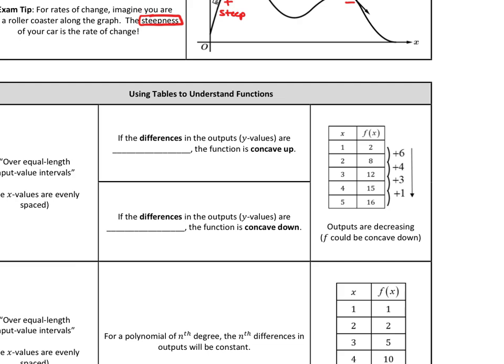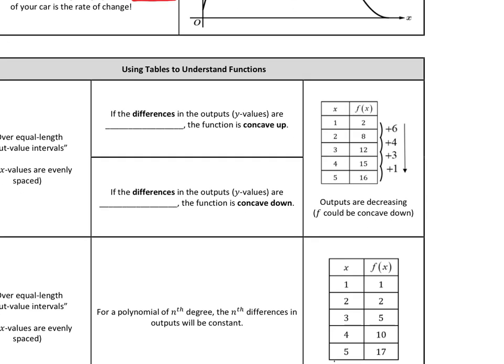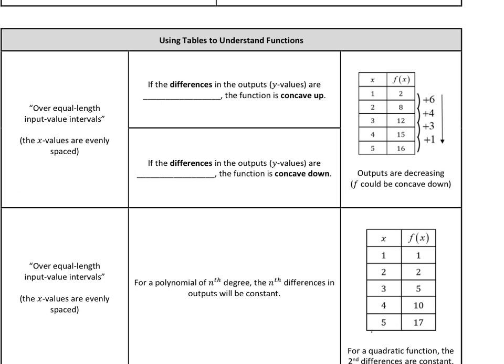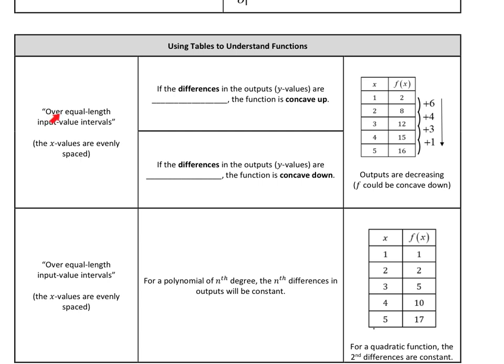Again, this is just kind of fast and furious review. So using tables to understand functions, again, we're really good at understanding which type of function we're using. Maybe the description of it is where we need to focus. So if we look over equal length input value intervals, which is a fancy way of saying making sure the x's go in a particular order. Do you see how this goes 1, 2, 3, 4, 5? It's ordered. They're all one space apart.